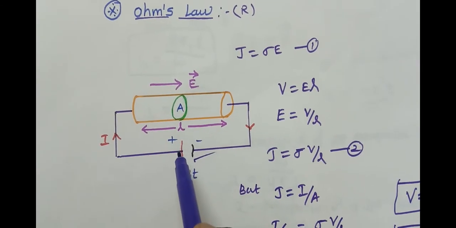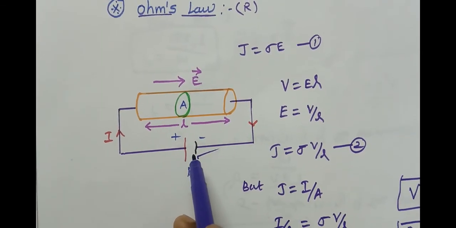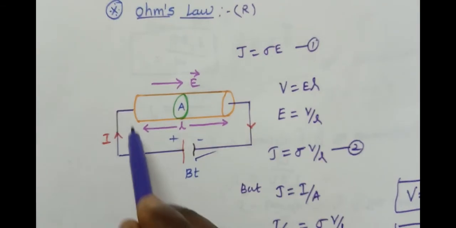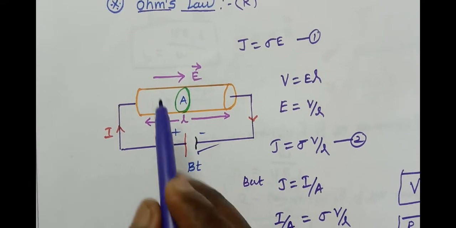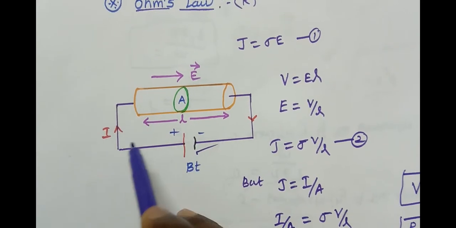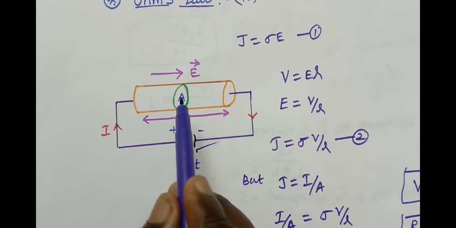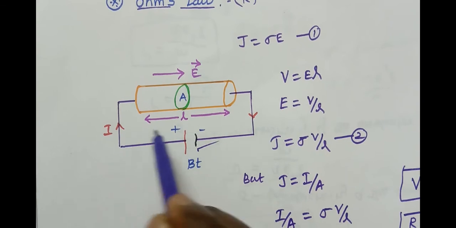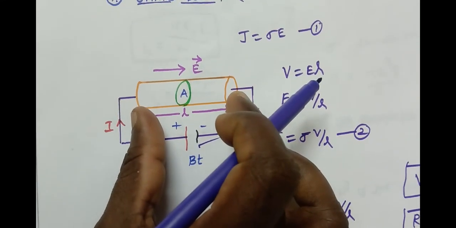Now when a potential difference is applied by the battery across the ends of the wire, an electric field is created, which constitutes the electric current. This electric field is uniform throughout the entire length of the wire. Now calculate the potential difference across the wire.